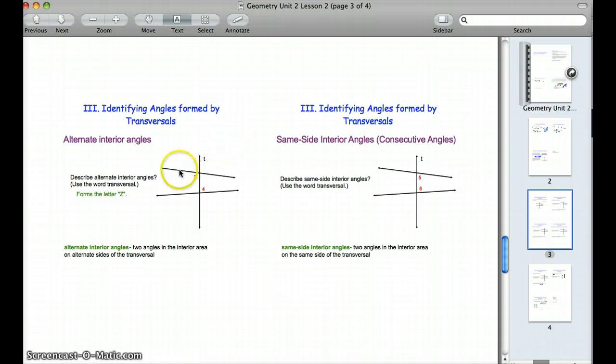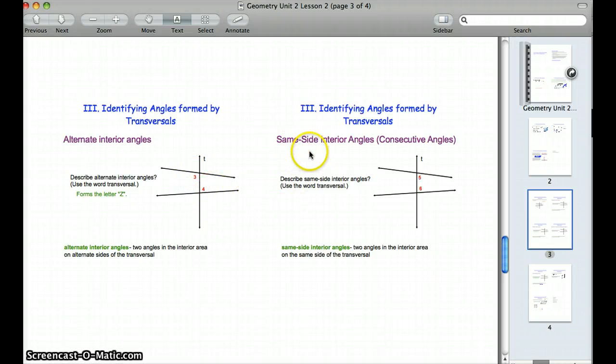Let's go down here to alternate interior angles. Now remember what I said. In between these 2 lines, all of this in here is called the inside or the interior. So angle 3 and angle 4 are interior angles. Now, these 2 are opposite as well. Remember, opposite means on opposite sides. So 3 and 4 are on opposite sides, and they're both on the inside. So they're alternate interior angles.